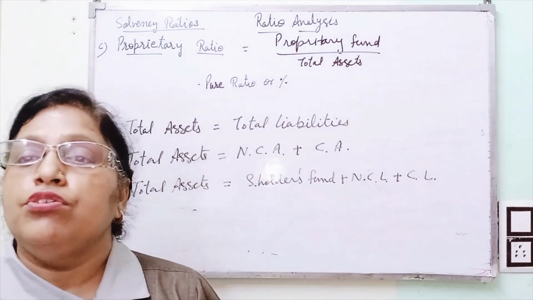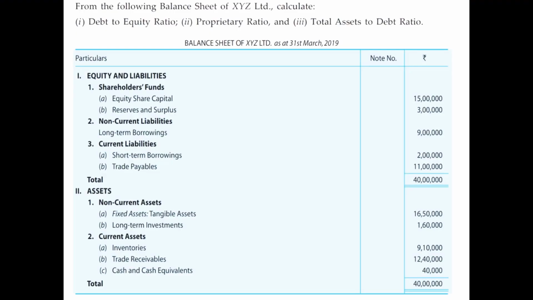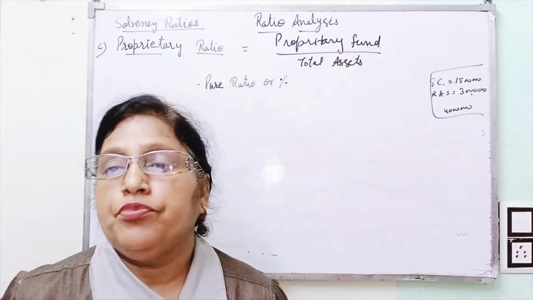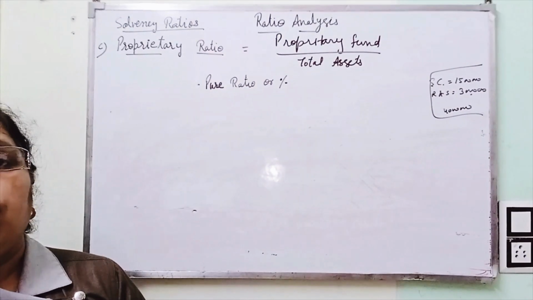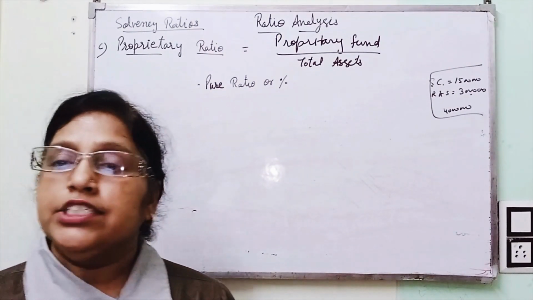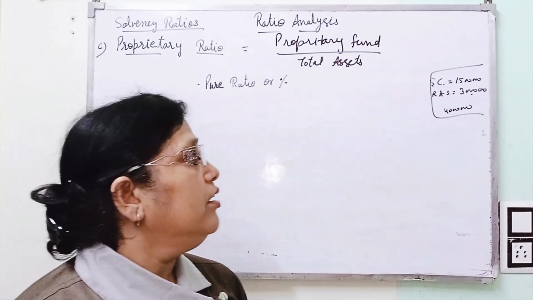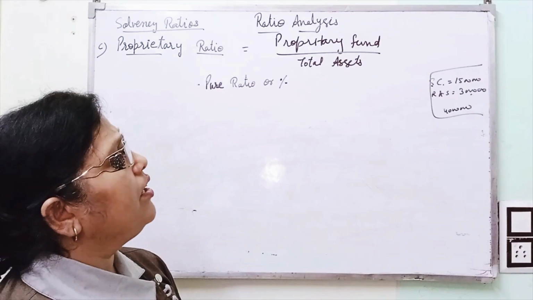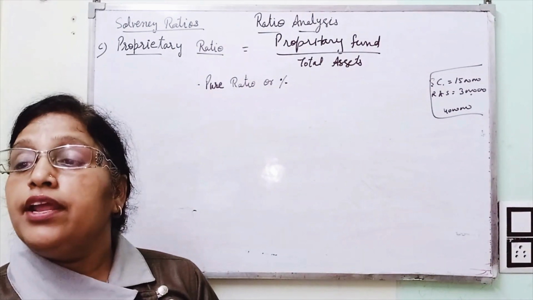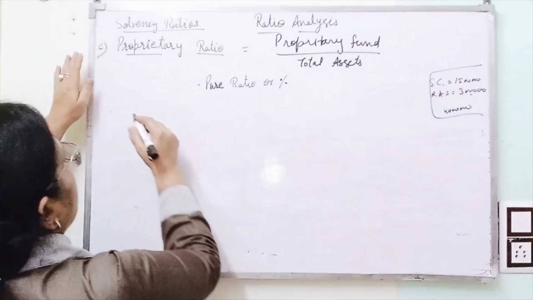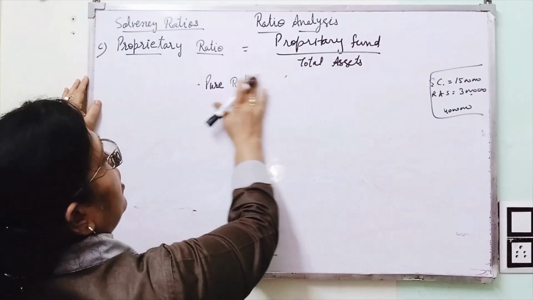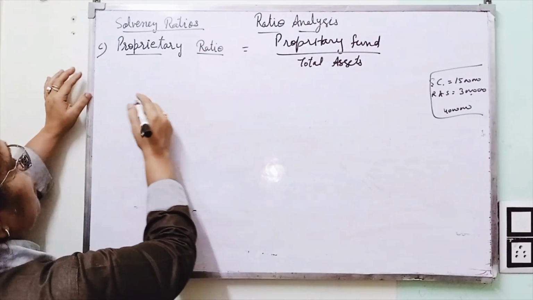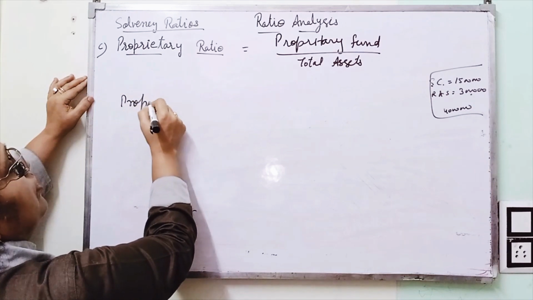Now we will do a question on this. The question is on your screen. In this question, you are given share capital of 15 lakh, reserve and surplus of 3 lakh, and total assets of 40 lakh. First of all we have to write the formula, and after that we have to calculate proprietary fund.